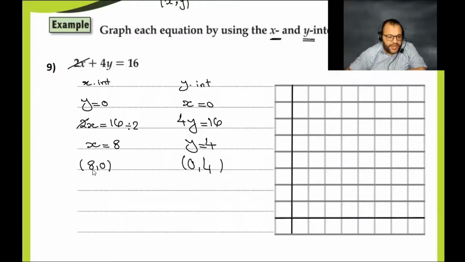The first point that we have is 8 and 0. So 8 and 0 would be 1, 2, 3, 4, 5, 6, 7, 8. That's the first point. The second point is 0 and 4. Then you draw a line. So that's how the graph would look like. That is the graph of the line.